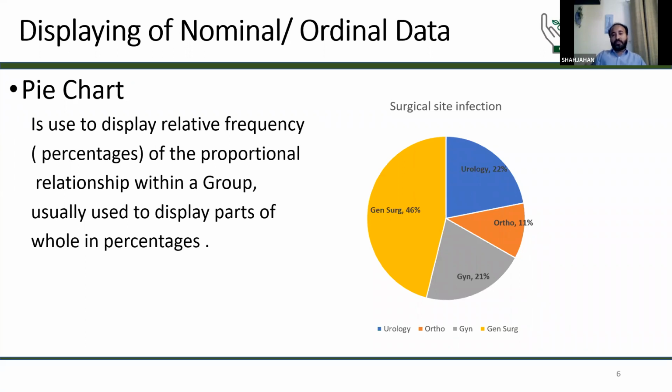For example, we have surgical site infection in different departments. As you can see in this graph, we are displaying the data for general surgery, urology, ortho, and gynae. So this type of data, which is nominal data, we can show or display with one pie chart.